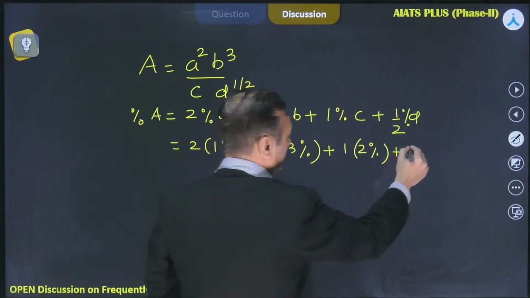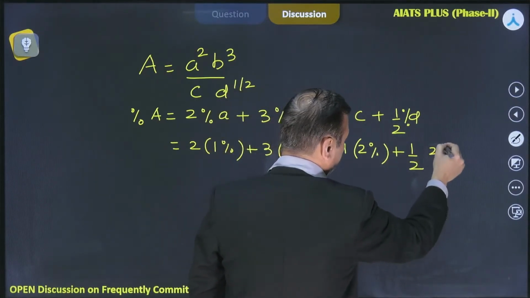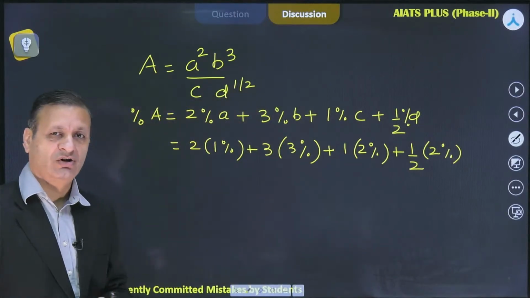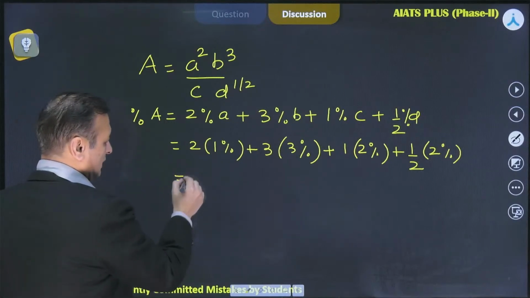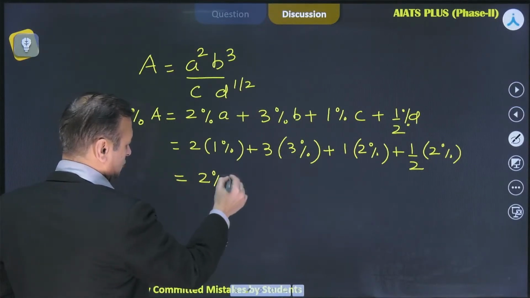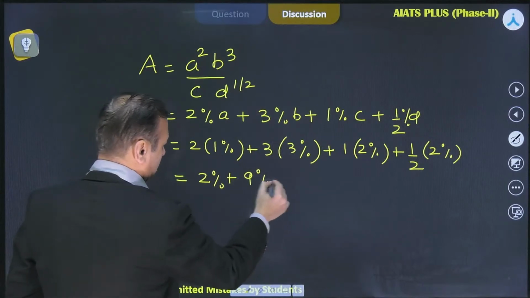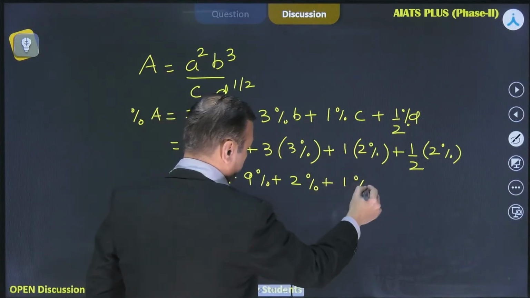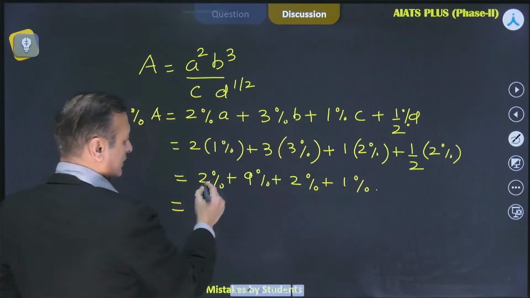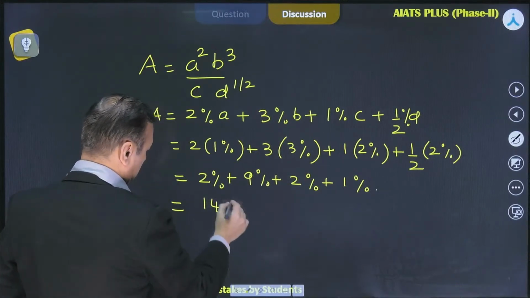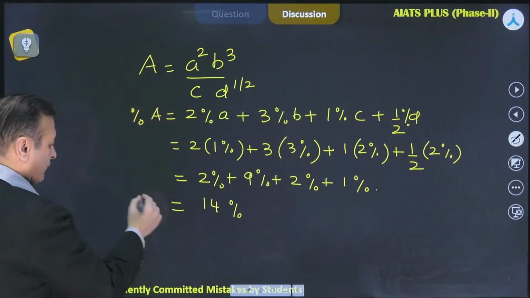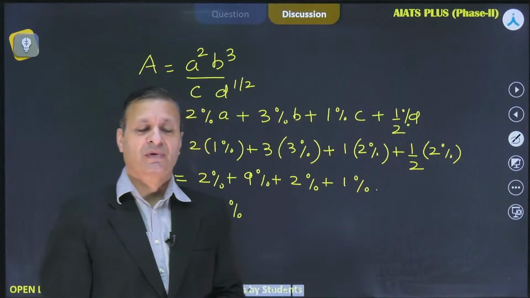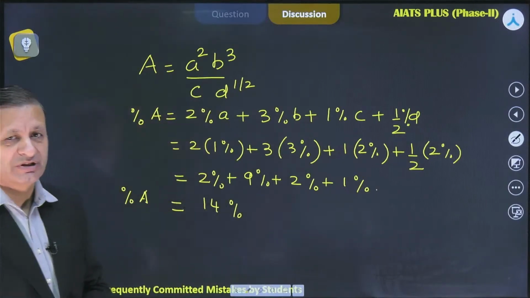In the last D also we have 2%. So we have just substituted the values given in your problem. Let's multiply this and finally add up all of this. So this becomes 2, this becomes 9, this becomes 2, and finally it becomes 1%. So in totality you will get 14%. So the final answer for the percentage error in physical quantity capital A is 14%.